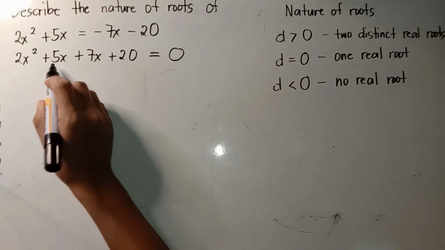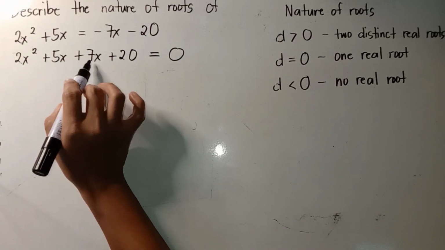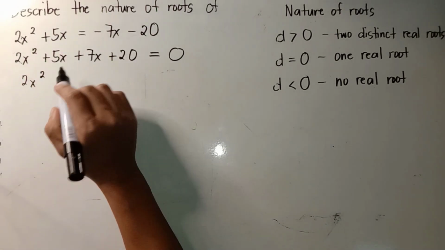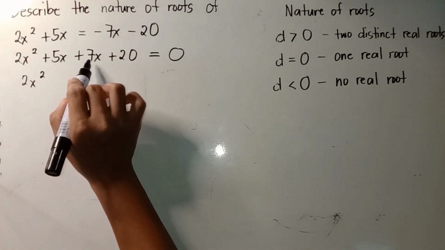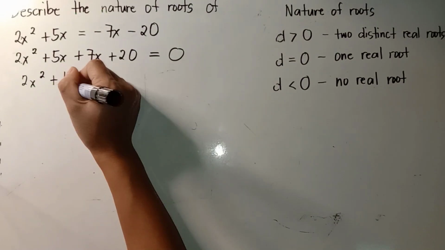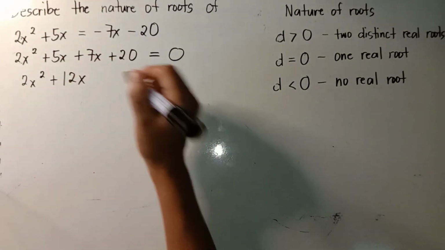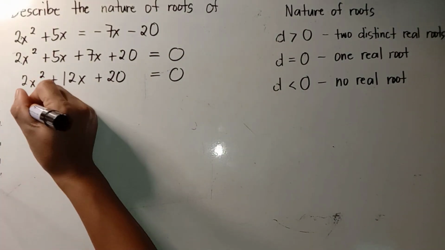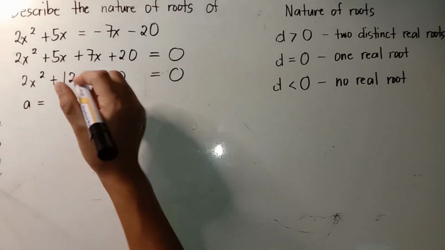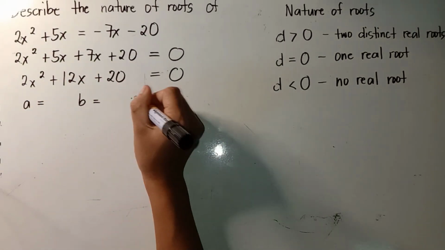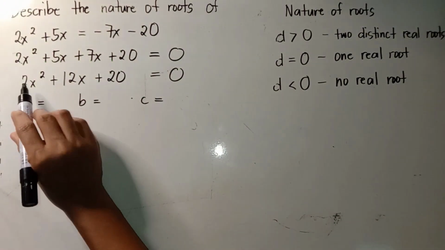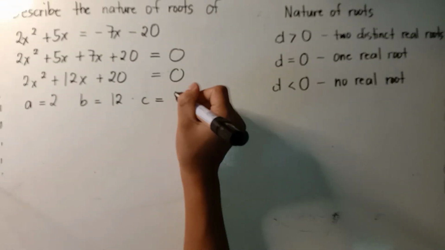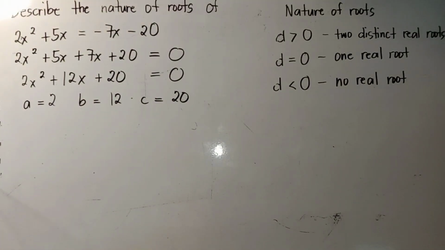Next is, since we have like terms, we will add this up. So it becomes 2x squared, 5 plus 7, that will be 12x plus 20 equals 0. Next, let us identify the values of a, b, and c. So a here is 2, b is 12, and then c is 20.